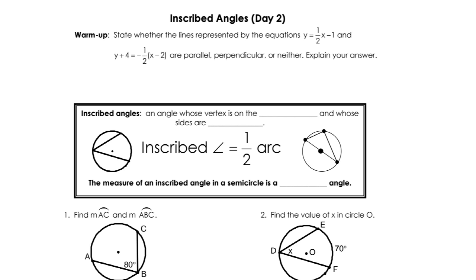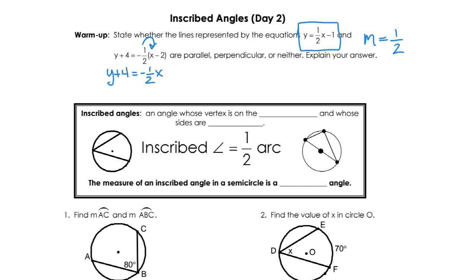In our warm-up, it says state whether the lines represented by the equations are parallel, perpendicular, or neither, and explain your answer. So parallel and perpendicular depend on having either the same slope or negative reciprocal slopes. What's nice about this equation here is that it's already in y equals form, so I can already tell the slope is 1/2. So we're going to go ahead and rearrange this equation so we can tell what the slope is as well, and then we'll be able to judge them.